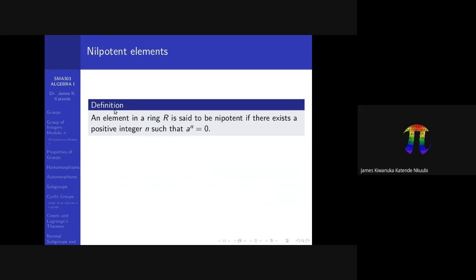So, definition: an element a in a ring R is said to be nilpotent. This spelling is wrong. The correct one is up here, nilpotent. So a in R is said to be a nilpotent element if there exists a positive integer n such that a raised to n will be equal to 0.